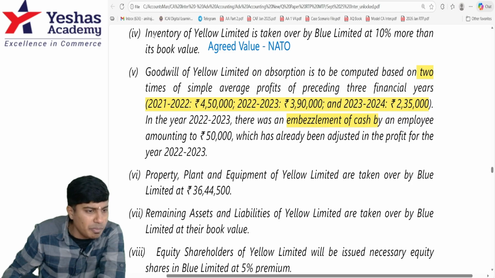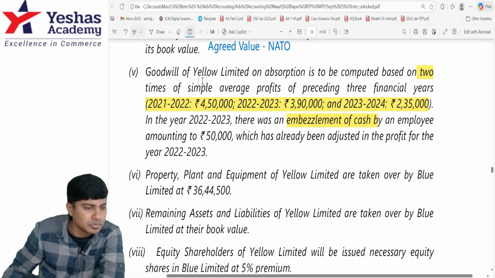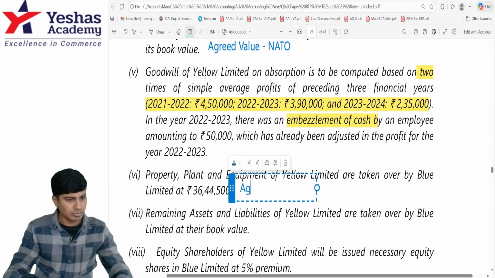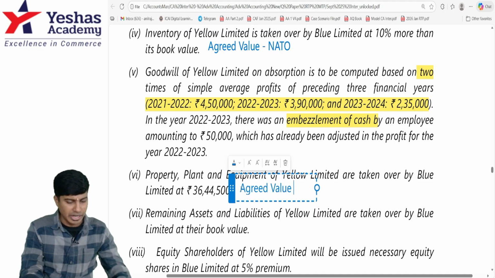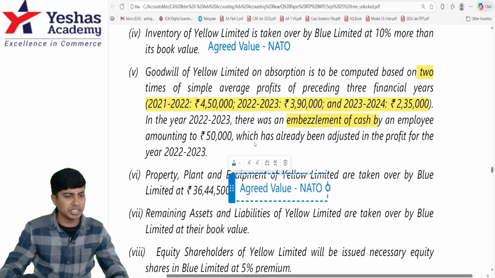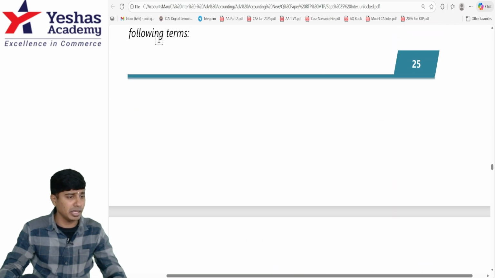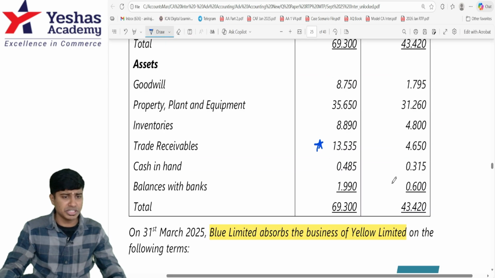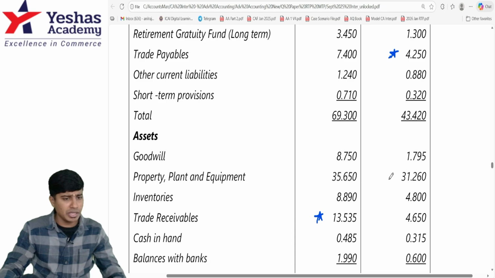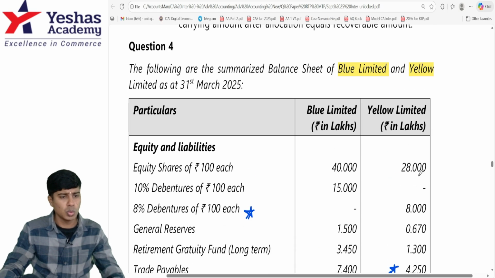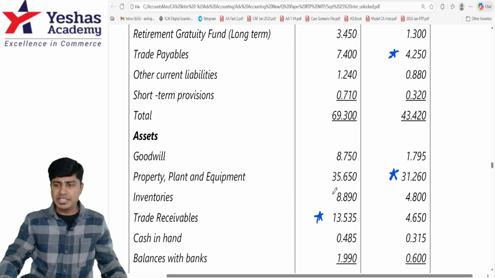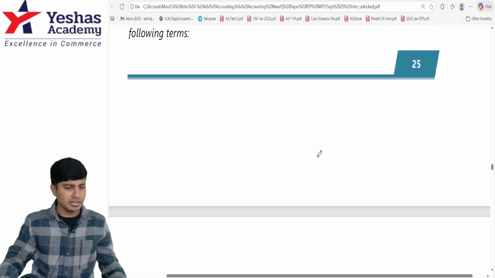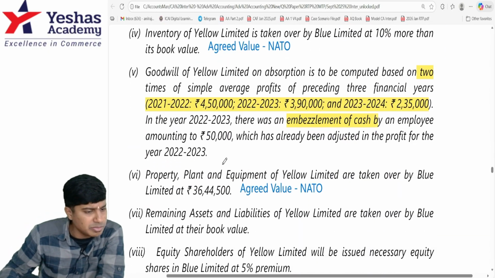Then what do we have? Property, plant and equipment is to be taken over at agreed value. So they've given agreed value. Agreed value impacts NATO and also the post-amalgamation balance sheet. For which item? PPE. PPE, I'll put one star here. PPE of yellow. Correct, yellow. 31,26,000. That's not the value we'll take. That's going to change. Any other adjustment?